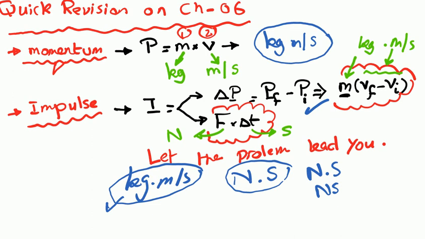What about the measuring unit? The measuring unit, as we said, is derived from the equation. Mass is measured in kilograms, V is measured in meters per second, so kilogram meter per second is the measuring unit, or in other words, the SI unit of momentum.